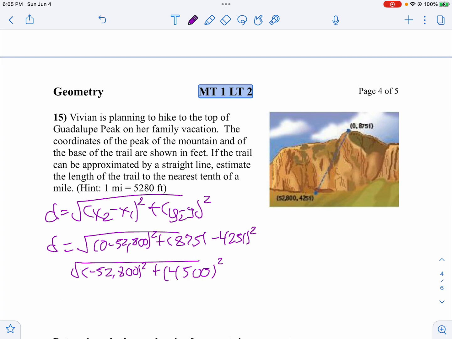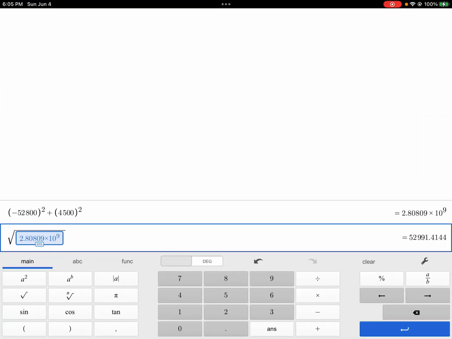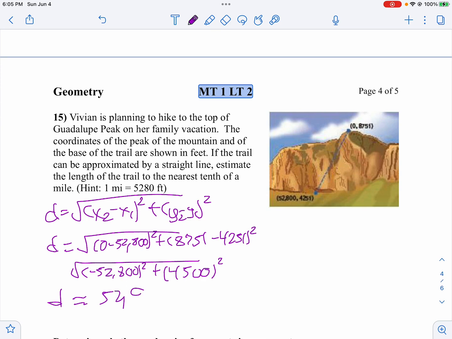So my distance is going to be about 52,991.4, and that would be feet. But I don't want my answer in feet. I want my answer in miles.